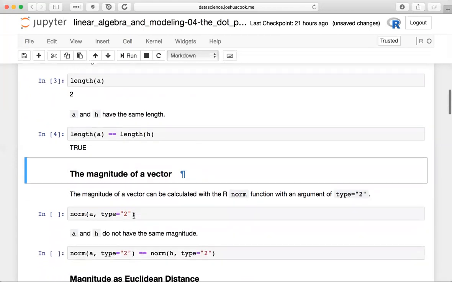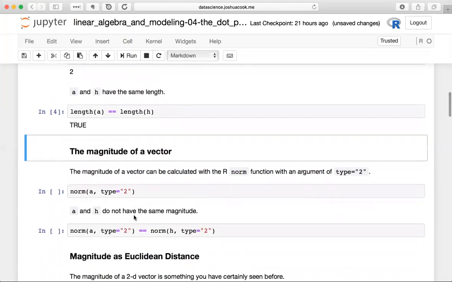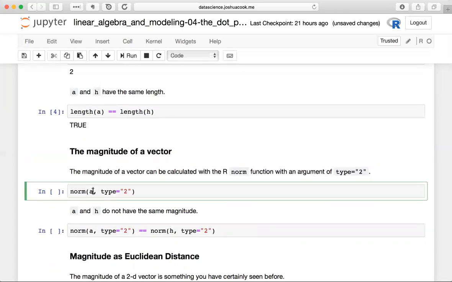Now the magnitude is a different property. The magnitude is how far that vector goes in whichever direction it's going. And we can calculate it in R using this norm function with an argument of type equals 2. Now I should point out that this argument here is the string 2, not the integer 2. And it's very important. It won't work if you use just the number 2. You have to use the string 2.